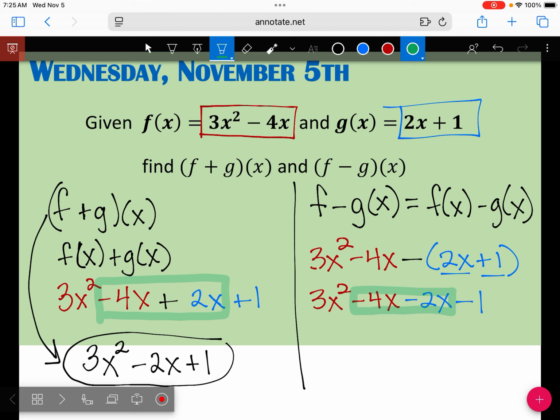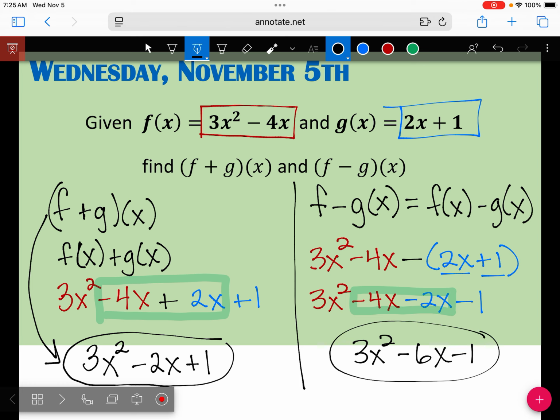Okay, so when you combine these together, what would be your answer? Charles, what did you write? What was your answer? I mean the whole answer. Yep. Any questions about how we add or subtract?